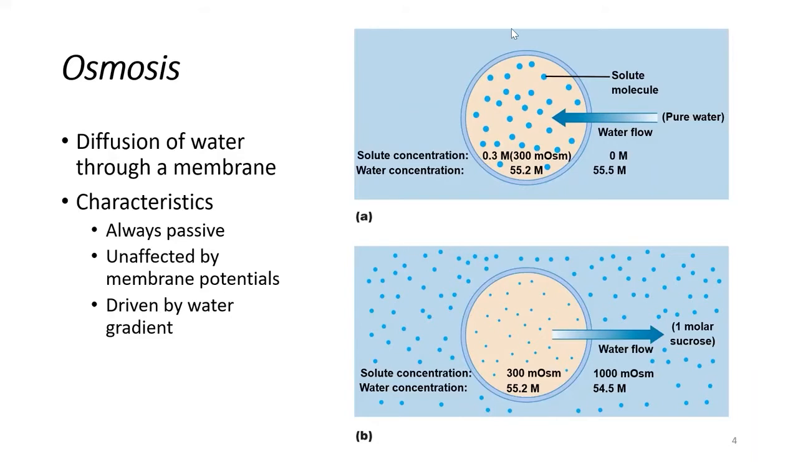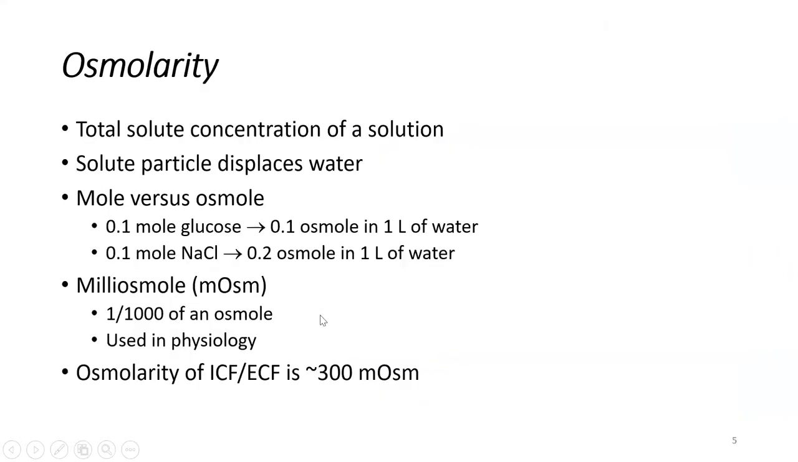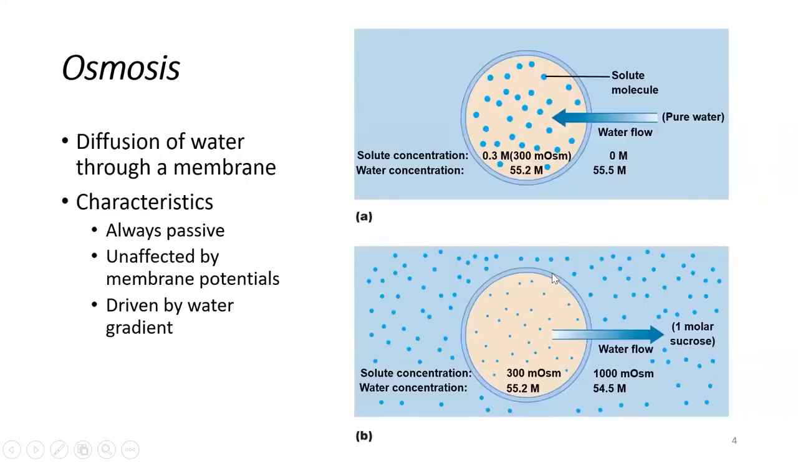I want to point out here that this membrane must be impermeable to the solute that's present. In the second part of the diagram, we also see water moving, but in the opposite direction, and it's also according to its gradient. We've got a solution outside this cell that has 1 molar of sucrose dissolved in it. That gives it an overall osmolarity of 1,000, which is much higher than the internal osmolarity. And so again, water is moving from low solute to high solute, or from high water to low water concentration. So that's how water always moves.